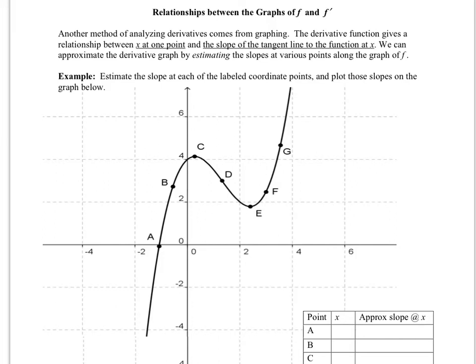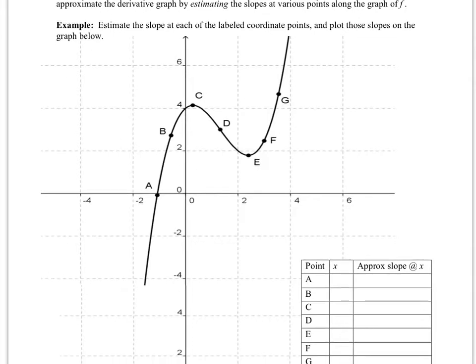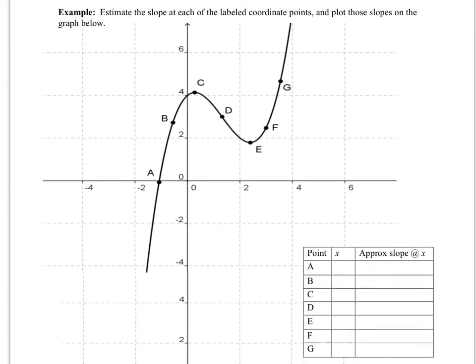Okay, now in this portion of section 3.1, we're moving away from analytic and moving on towards a graphical approach. The derivative function gives us a relationship between x at one location and the slope of the tangent line to the function at that same x location. We can approximate what the derivative graph would look like by estimating slopes. And people are going to struggle with this unit only if you get too hung up on the approximation.